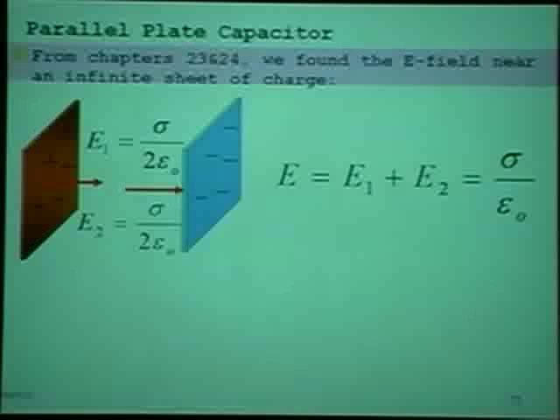In other words, the electric field between these two sheets of charge will be equal to E1 plus E2, which is equal to sigma over epsilon naught. In other words, 1/2 sigma over epsilon naught plus 1/2 sigma over epsilon naught gives us sigma over epsilon naught. And that is the electric field between these two planes.